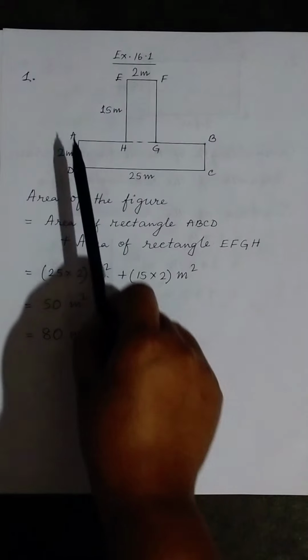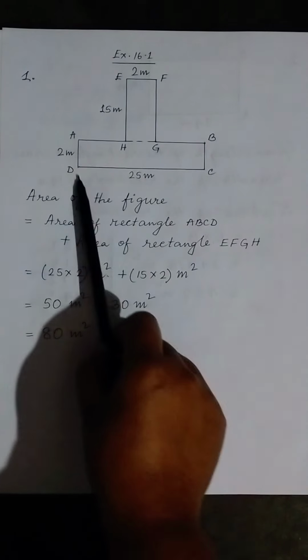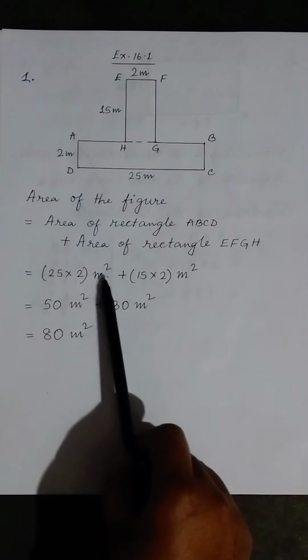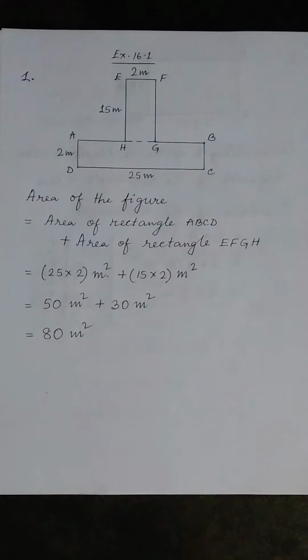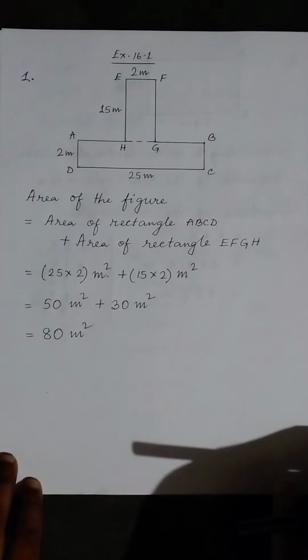So ABCD means this. What is the length? The formula is length into breadth. Length into breadth means 25 into 2 square meter plus 15 into 2 square meter. So 25 into 2 is 50 square meter plus 30 square meter. That is your 80 square meter. Clear? So this is all about your question number 1. Now let us go to question number 2.